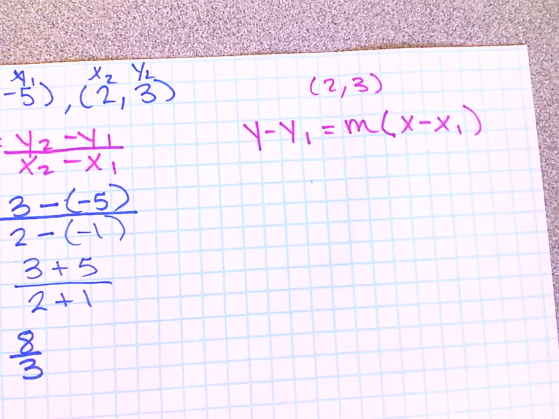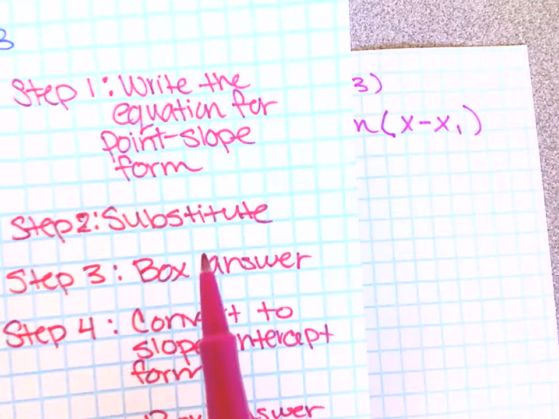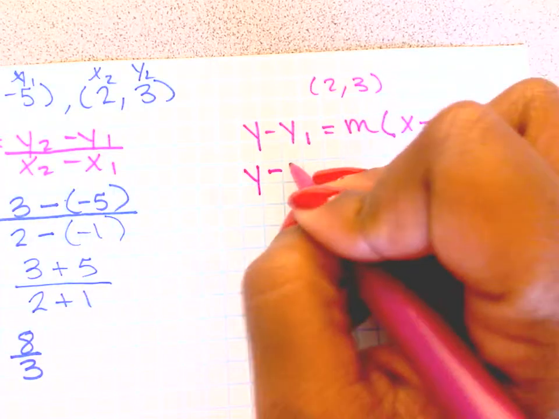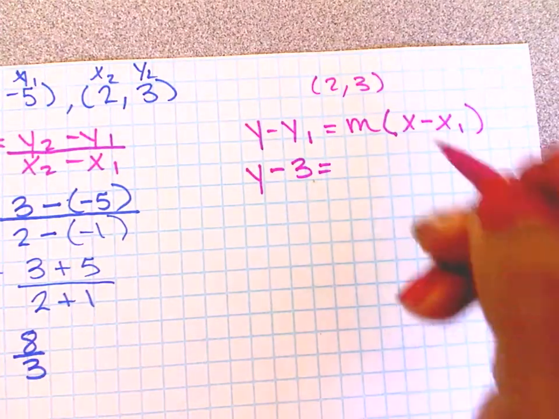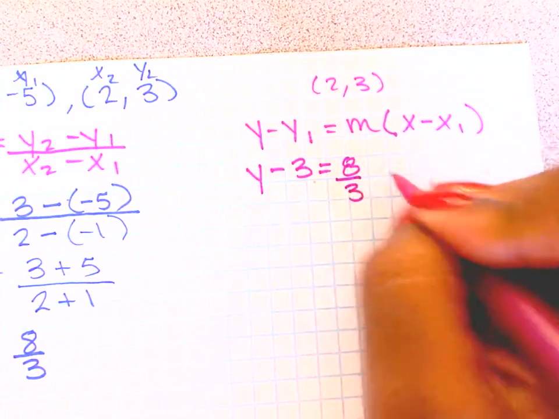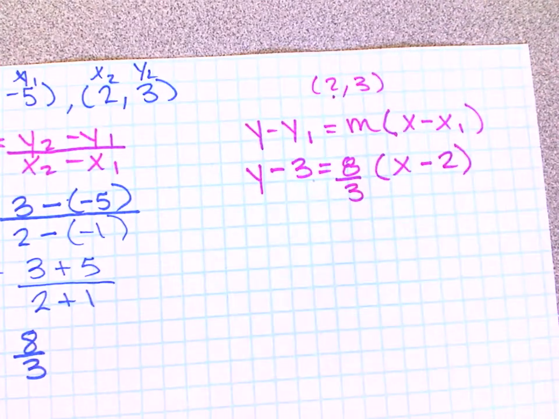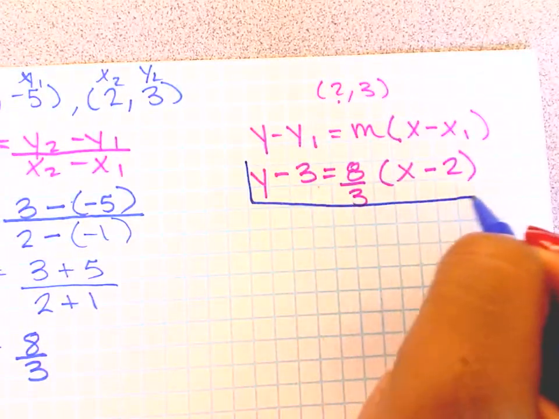All right? So now, looking back at what we wrote down, because we wrote down the steps, our steps tell us that we need to write the equation for point slope form first. I did that. Now I need to go back and substitute those numbers in. So here we go. Y minus, my y is 3, equals m. Oh, we found the slope over here, 8 over 3, times x minus, my x in the coordinate is 2. So I already did that first one. That's my first answer. I wrote it in point slope form.